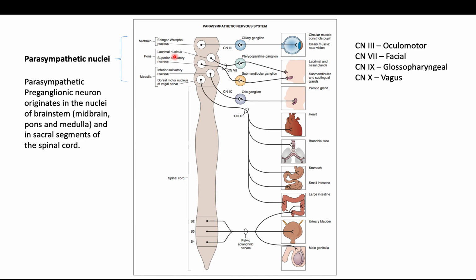And then for the second one, coming from the lacrimal nucleus and superior salivatory nucleus, it is cranial nerve number 7, also called the facial nerve, and it will go to the pterygopalatine ganglion and submandibular ganglion, and go to the lacrimal and nasal glands, the submandibular gland, and so forth. Then cranial nerve number 9 goes to the otic ganglion, and this cranial nerve is called the glossopharyngeal nerve. And last but not least, the one coming from the dorsal motor nucleus of the vagus, cranial nerve number 10, forms the vagus nerve. The vagus nerve will innervate the target organ directly.